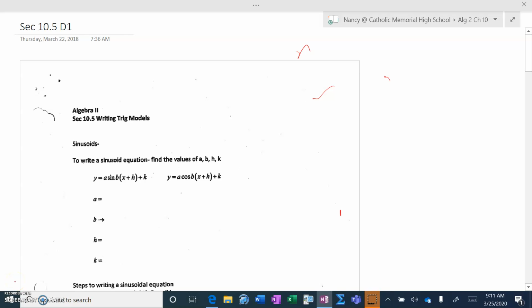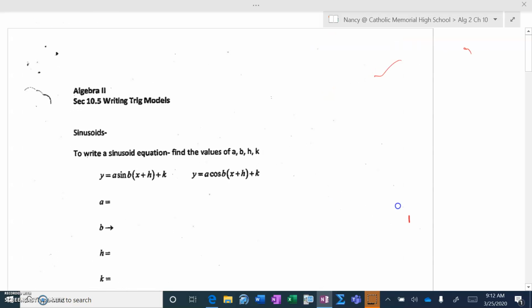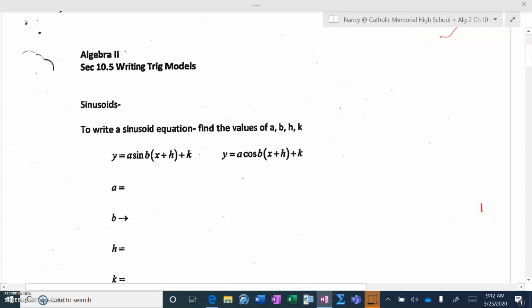So good morning. Today we are going to begin our work on section 10.5. We're obviously skipping around in chapter 10, which is going to be on looking at a graph and writing a trig model for it. These are called sinusoidal functions. We could write a sine and a cos equation for all of these graphs. So basically we're going to go over the two equations for sine and cos and what all the letters A, B, H, and K stand for.